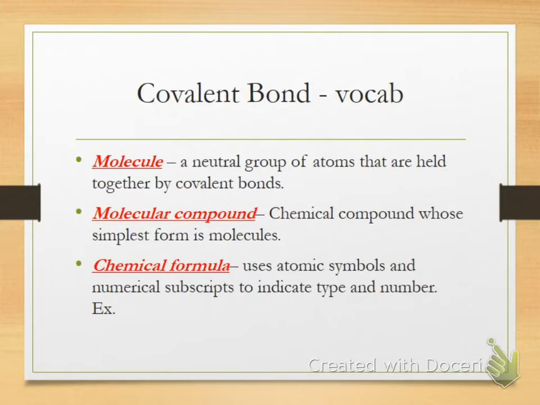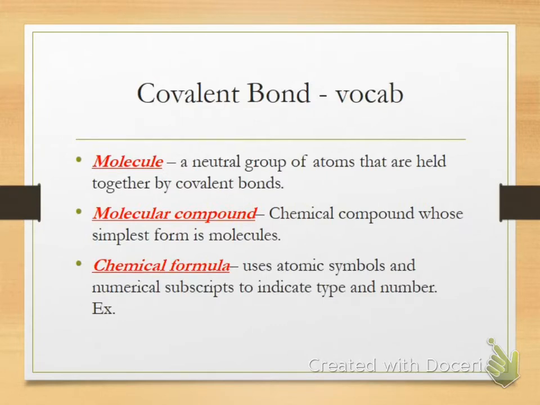Okay? Some of the vocab you need to know for covalent bonds are, if you have a covalent bond stuck together, we call that a molecule. Okay? It's a neutral group of atoms that are held together by their covalent bonds. When we're referring to the compound, we call it a molecular compound. Okay? And that is the simplest form is the molecule. That's the simplest that we can break it down.